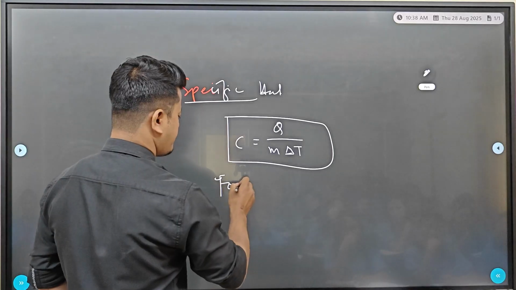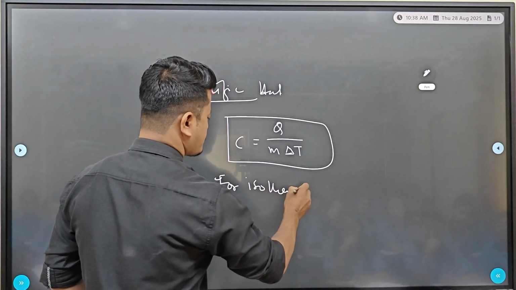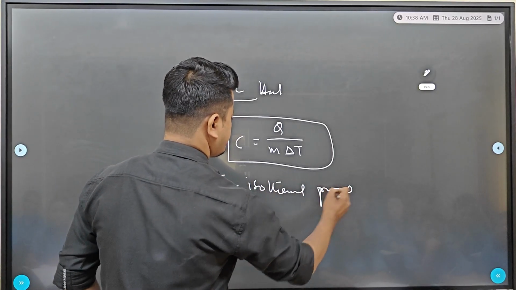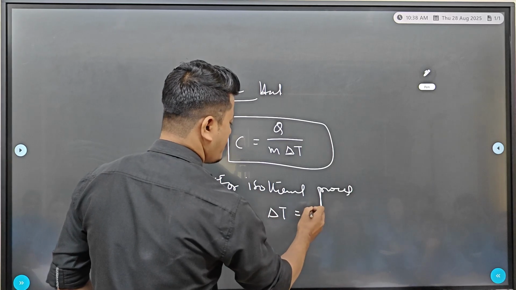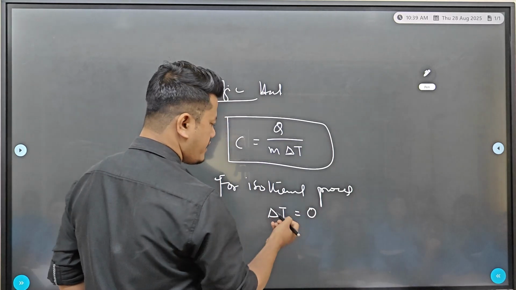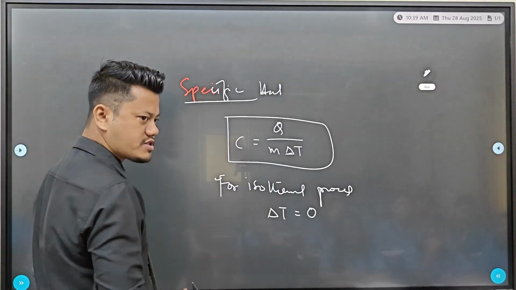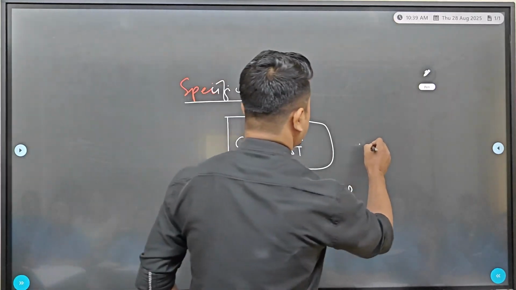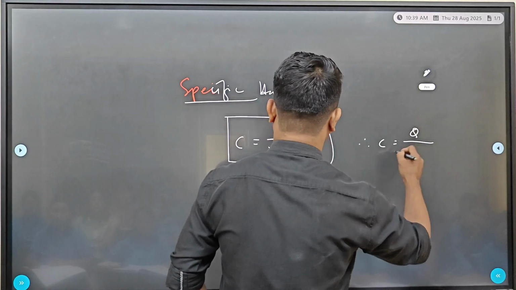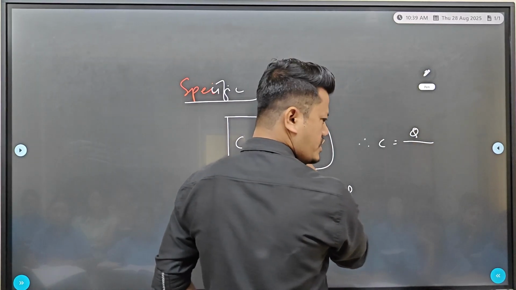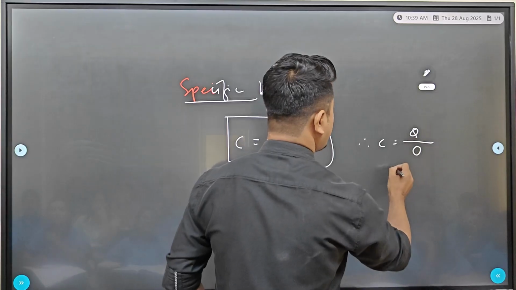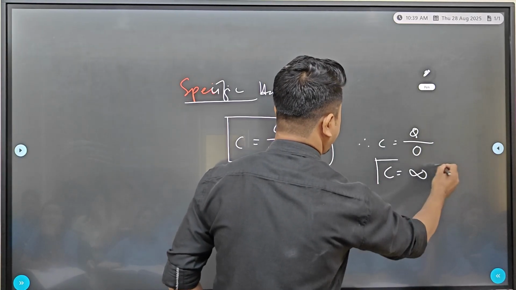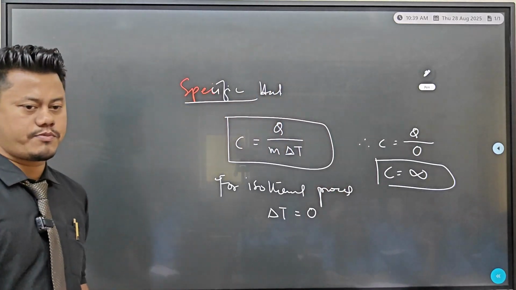For the isothermal process, change in temperature should always be equal to 0 or not? Why? Temperature remains constant, so there is no change in temperature, right? Therefore, what should be the value of specific heat? Q by, this term will be 0. So I'll be getting Q by 0, which means the specific heat will be an infinite value for the isothermal process.